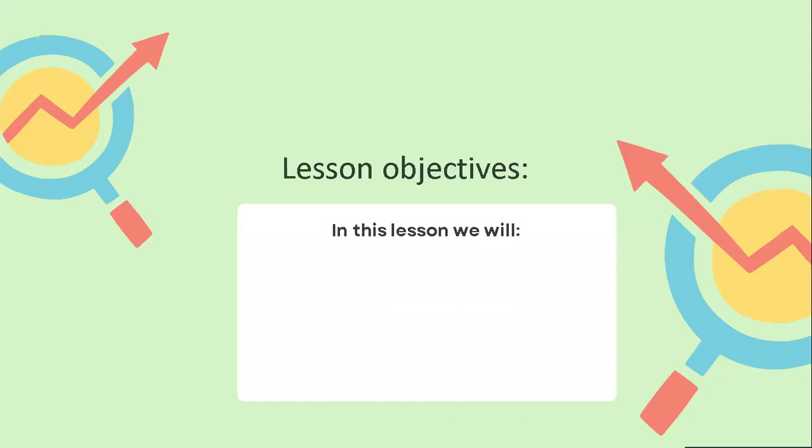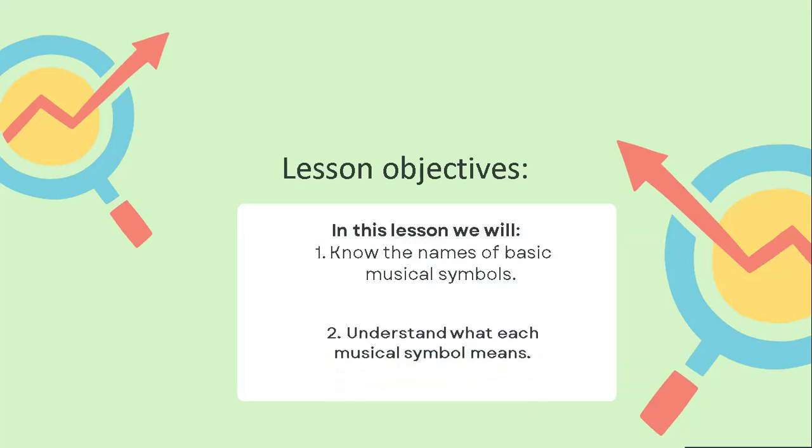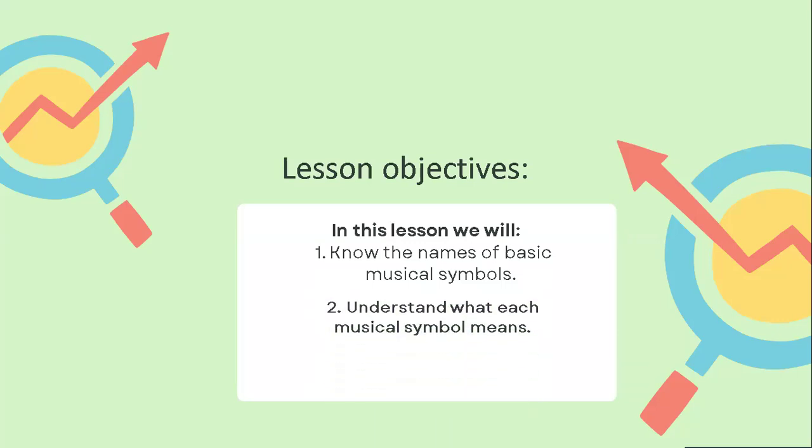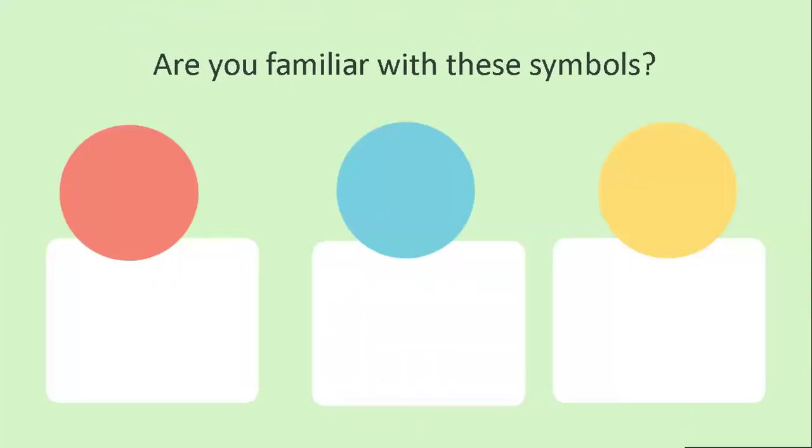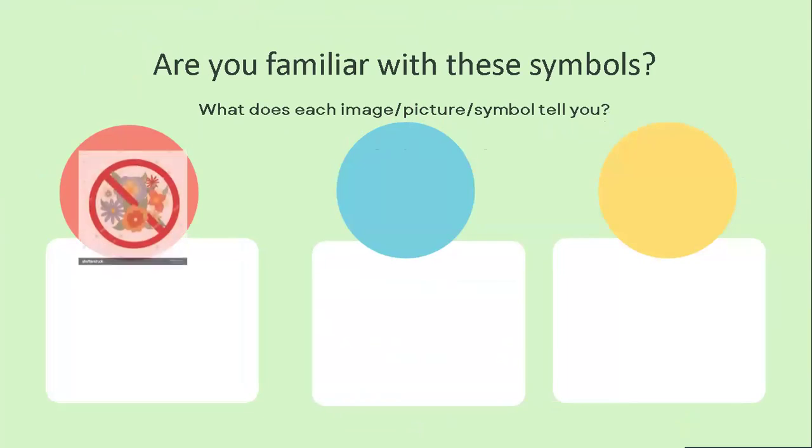In this lesson, we will know the names of basic musical symbols, understand what each musical symbol means, and interpret a composer's work by reading a music sheet. Are you familiar with these symbols? What does each image or picture or symbol tell you?